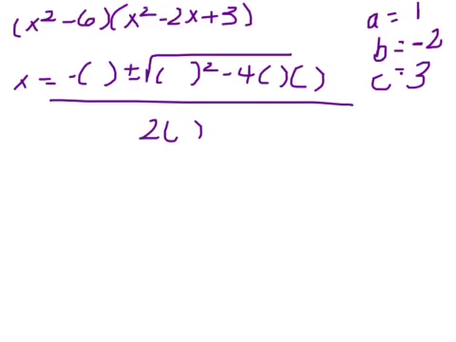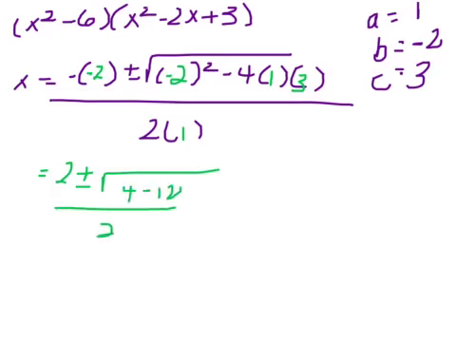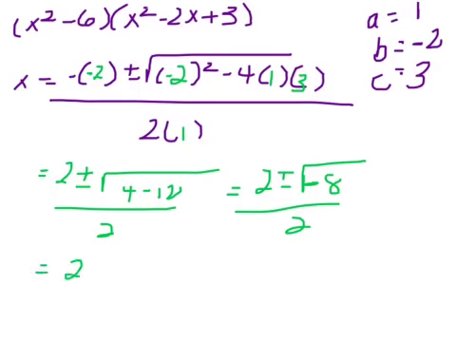If I fill that in, negative b, okay, so negative 2 goes there. b squared, here's where b goes again. 4 times a times c, and then here's 2a. So if we simplify that, that's a positive 2 plus or minus the square root of 4 minus 12, over 2, right? Okay, so that's 2 plus or minus the square root of negative 8, over 2, which would be 2 plus or minus. Now 8, we could rewrite as 4 times 2 so that we could take square roots of it a little quicker.